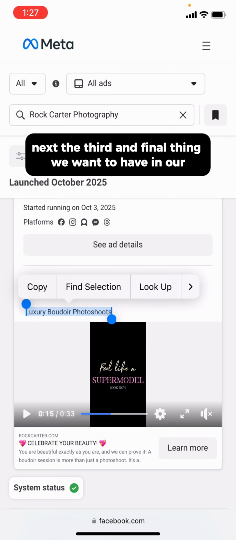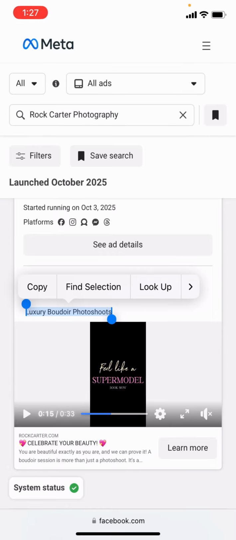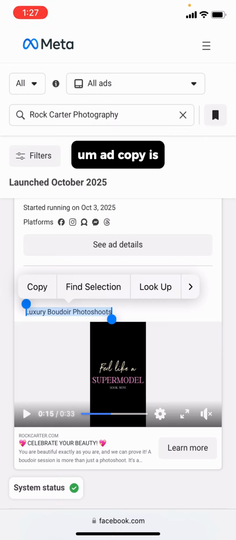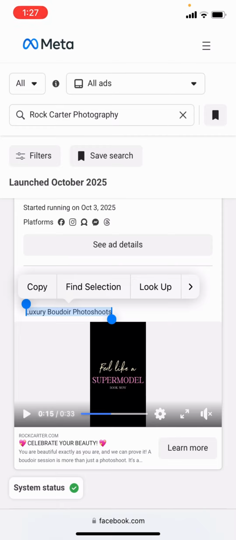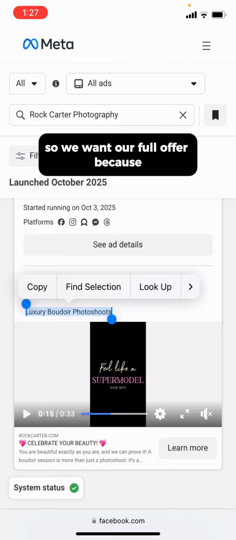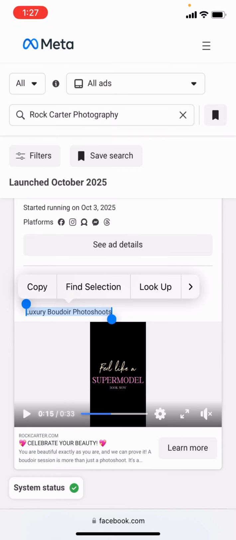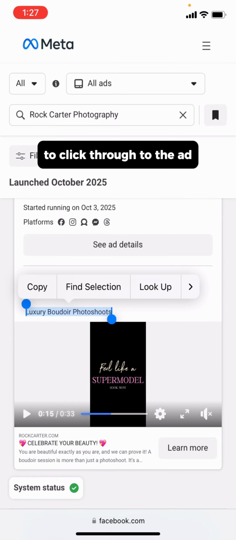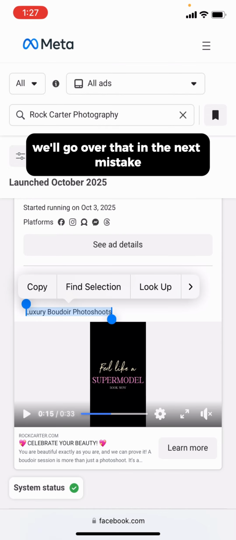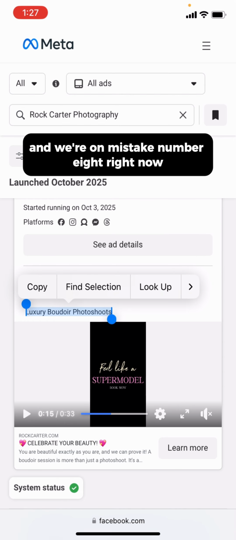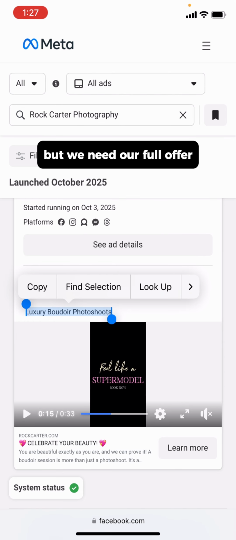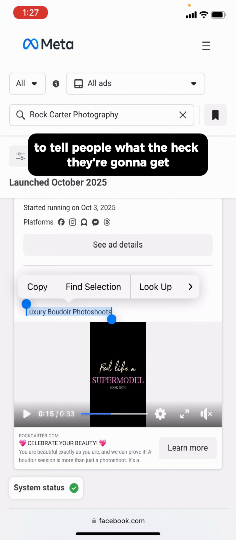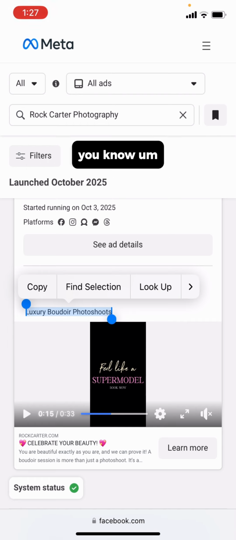Next, the third and final thing we want to have in our ad copy is our full offer. We want our full offer because we actually want 2% of the correct people to click through to the ad and 98% to go buy. We'll go over that in the next mistake, number 9. We're on mistake number 8 right now. But we need our full offer to tell people what the heck they're going to get. Yeah, we're missing it here.